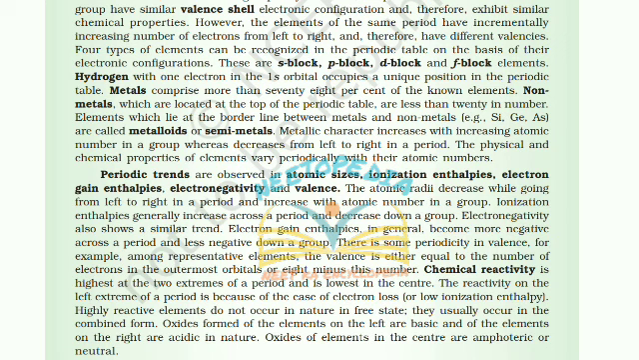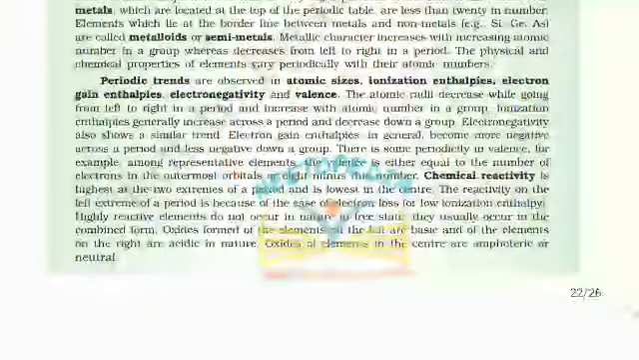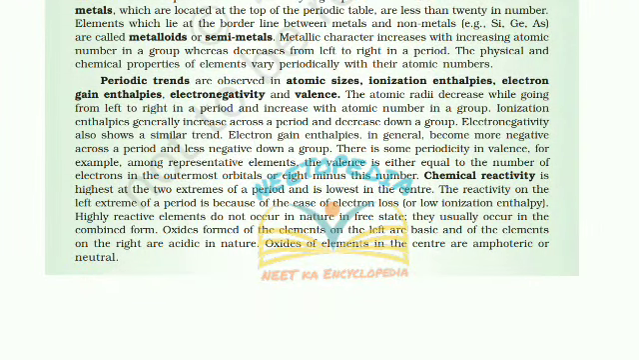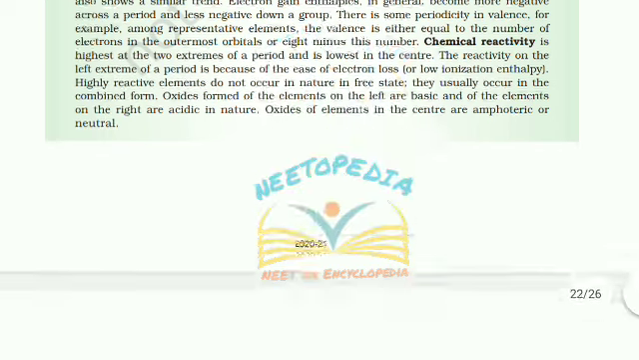There is some periodicity in valence. For example, among representative elements, the valence is either equal to the number of electrons in the outermost orbital or 8 minus that number. Chemical reactivity is highest at the two extremes of the periodic table and is lowest at the center. The reactivity on the left extreme of the period is because of the ease of electron loss. Highly reactive elements do not occur in nature in free state. They usually occur in combined form. Oxides of elements on the left are basic and those of the elements on the right are acidic in nature. Oxides of elements at the center are amphoteric or neutral.